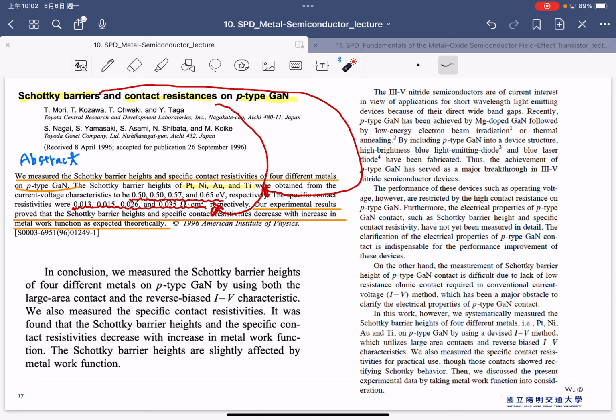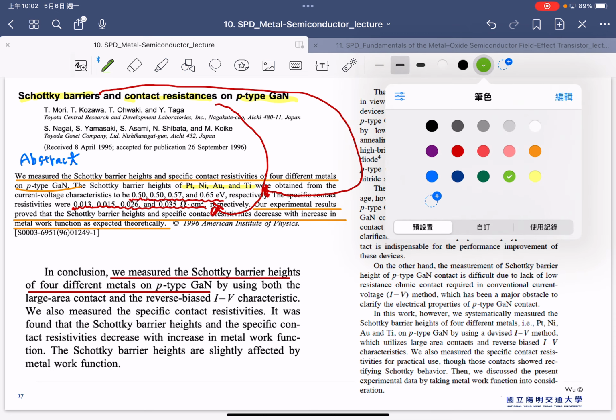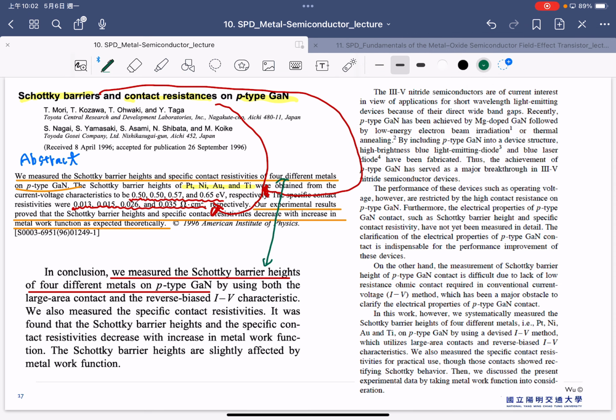So let's look at the conclusion part. The conclusion part is basically just another refresh of our abstract, or another refresh of our introduction. You can see the first sentence of the conclusion: we measure the Schottky barrier heights of 4 different metals on p-type GaN. Now you see the sentence mentioned here has exactly the same meaning as the first sentence in the abstract.